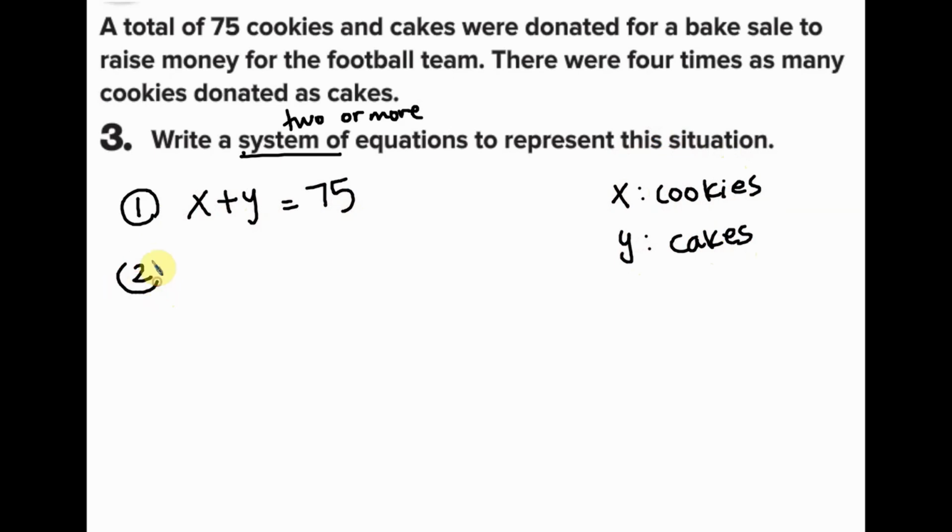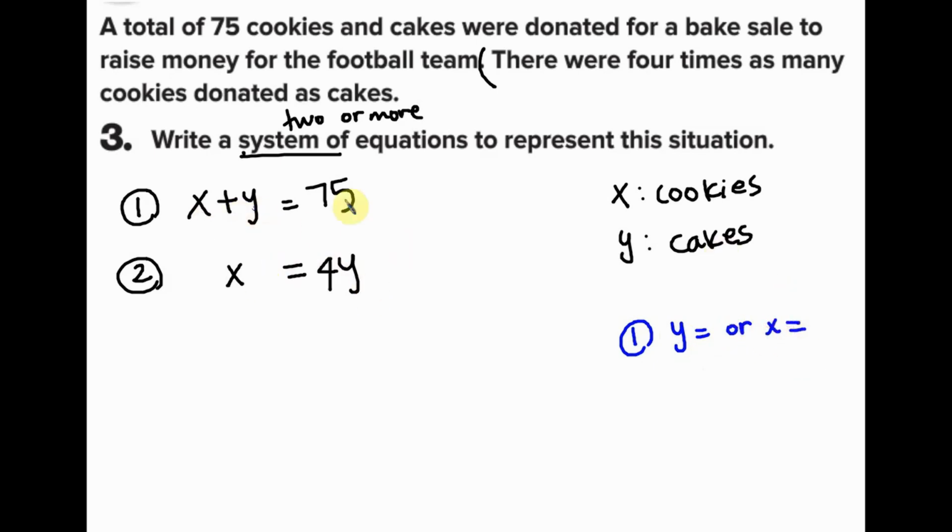Now the second equation that I can come up with is right here. In this sentence, they're saying there were 4 times as many cookies donated as cakes. So the cookies, the x, and y had a relationship in that there were 4 times more cookies than cakes. If I want to set it as an equation, since x already has more, I'm going to multiply 4 onto your y. That way, the amounts should be equal.